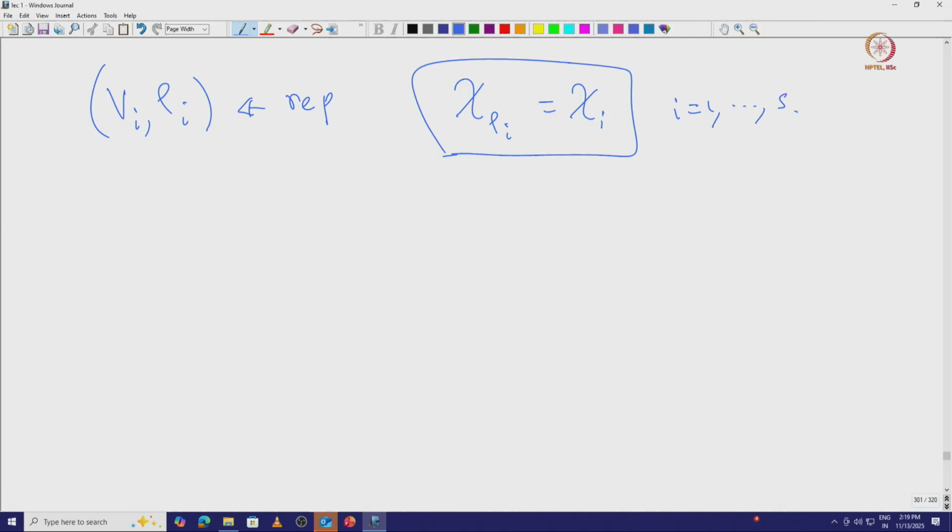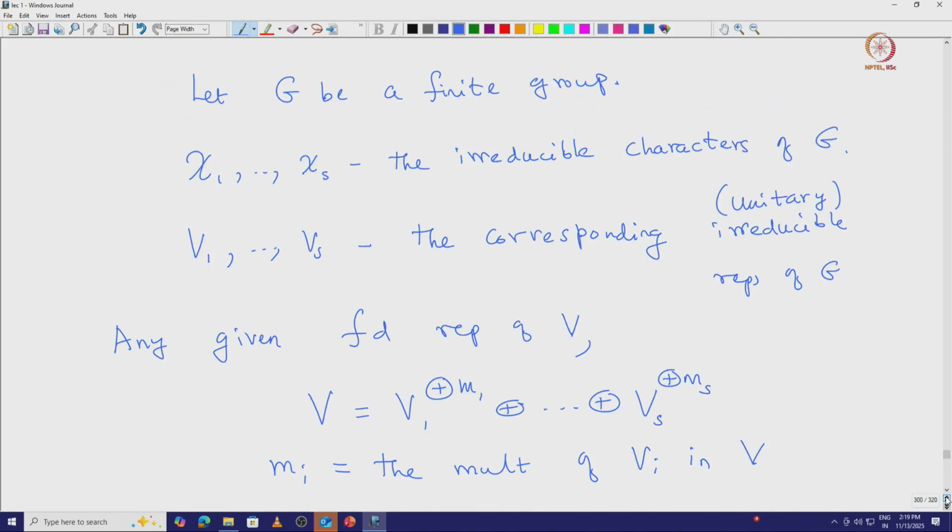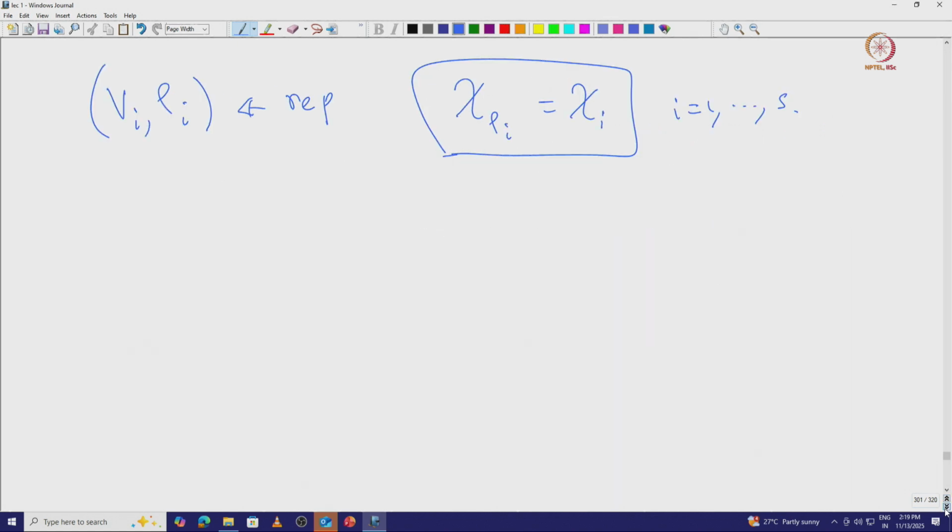So, now we have already seen how to determine this multiplicity in terms of the characters. If we take this rho to be the given representation, then chi rho is going to be the character of this representation. Then we have seen using the orthogonality relations of these irreducible characters that computing this inner product of chi rho with chi i gives us exactly M i.